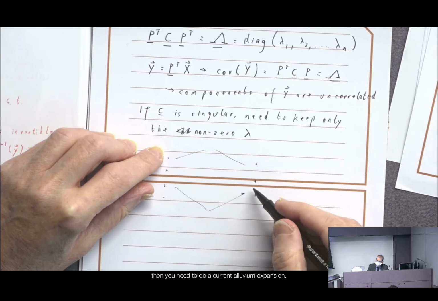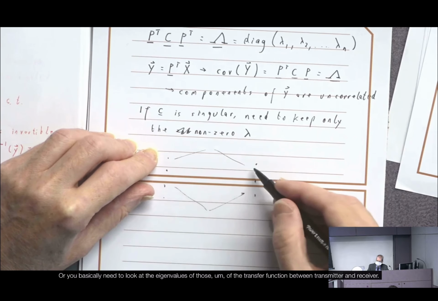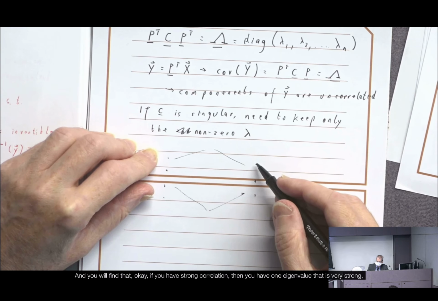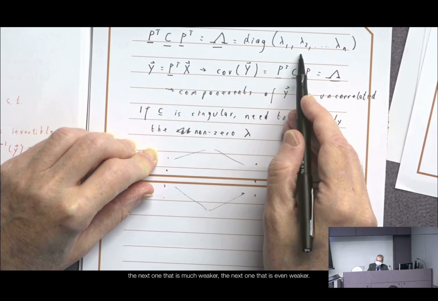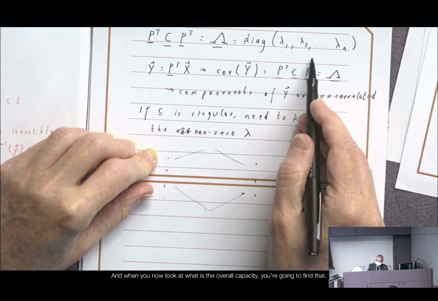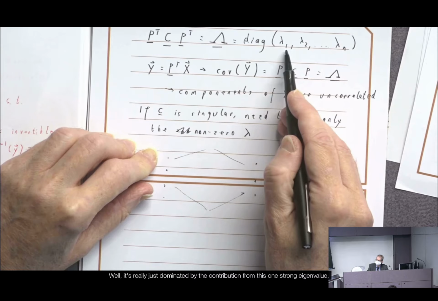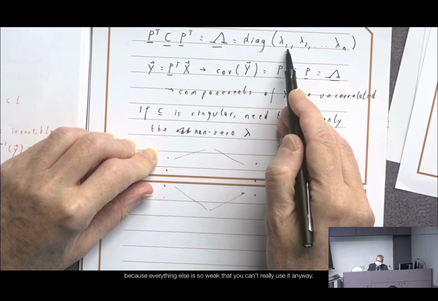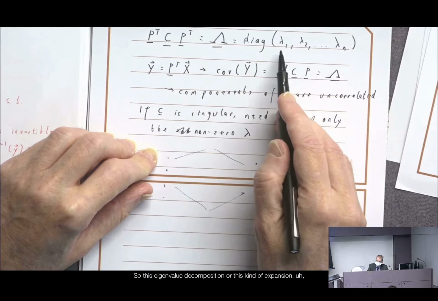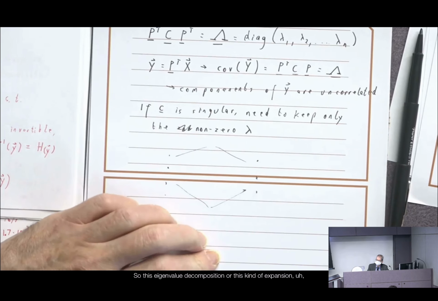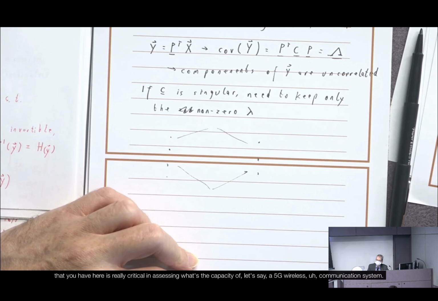you need to do a Karhunen-Loève expansion, or you basically need to look at the eigenvalues of the transfer function between transmitter and receiver. You will find that if you have strong correlation, then you have one eigenvalue that is very strong, the next one that is much weaker, the next one even weaker. When you look at the overall capacity, it's really just dominated by the contribution from this one strong eigenvalue, because everything else is so weak that you can't really use it anyway. That will give you results with much, much lower capacity than if you just assume everything is uncorrelated. So this eigenvalue decomposition, or this Karhunen-Loève expansion, is really critical in assessing the capacity of, let's say, a 5G wireless communication system.